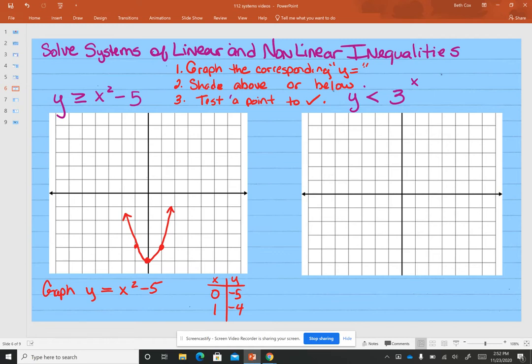Now, I didn't mention this, but because it is a greater than or equals, this is going to be a solid line. Solid when you do greater than or equals, or less than or equals. Either one of those. Okay, so now that's the equal part. We graphed the equal part. So now we want to shade. Shading above or below. Now that's going to be the greater than or the less than part.